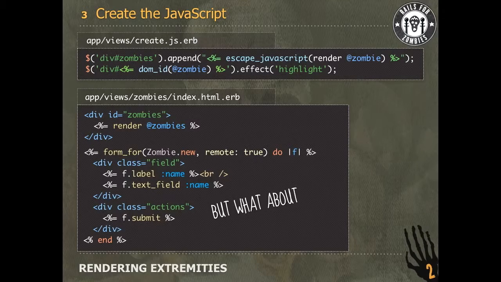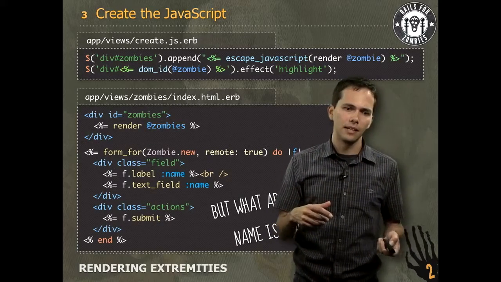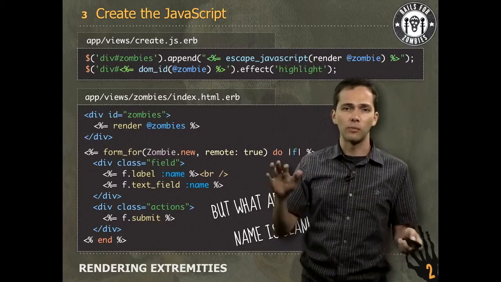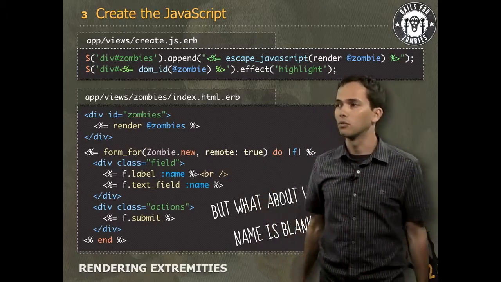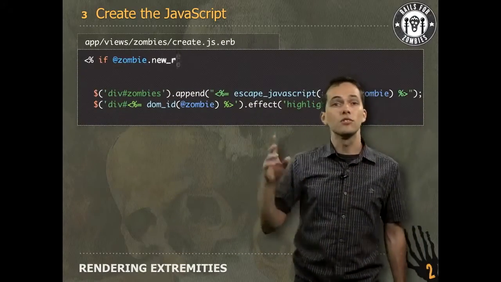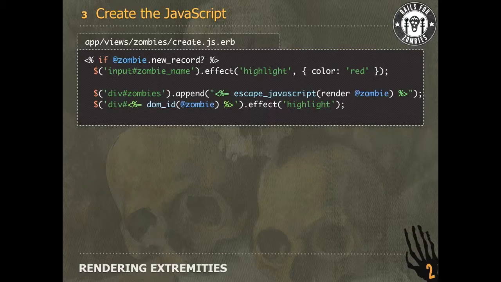But what about when the name is blank? We do have a validation on name for our zombie. So we need to have some sort of feedback to let people know when they try to submit the form when it's blank that that's not working. So we're going to add to the JavaScript. We're going to check to see if the zombie is a new record. If it's a new record, that means it did not save successfully, in which case we want to highlight the form. We're going to highlight it in red. Otherwise, go ahead and append the new zombie to the list.